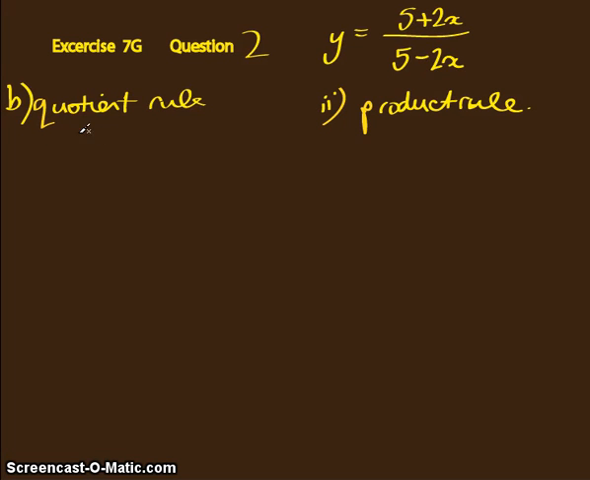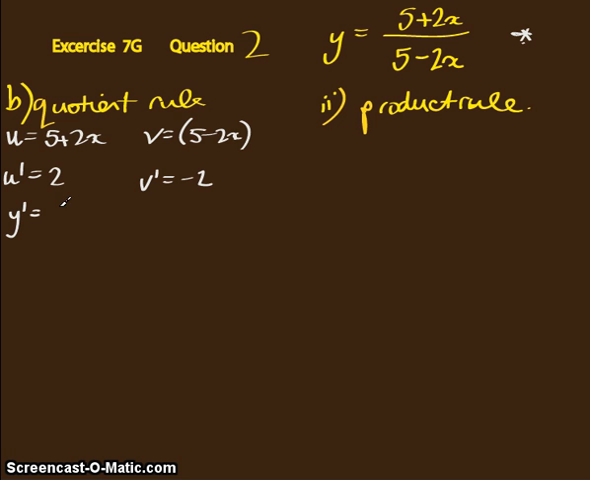Okay, so for this particular question, we're going to compare the differentiation process using the quotient rule or the product rule for a question that looks like this. To use the quotient rule, what we need is a top piece and a bottom piece, which we can see here. And it looks like this. We're going to have u equal to this piece, and the derivative of that is just 2, and v equals this piece, and the derivative of that is minus 2.